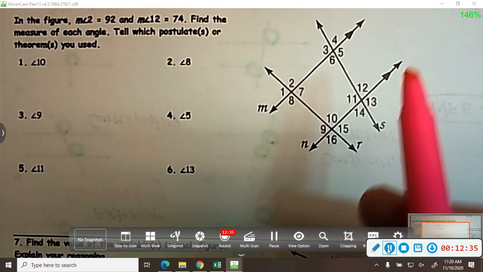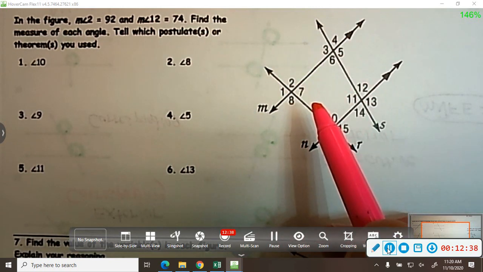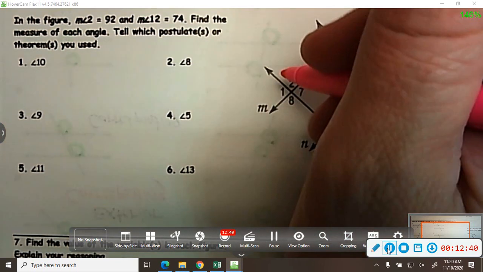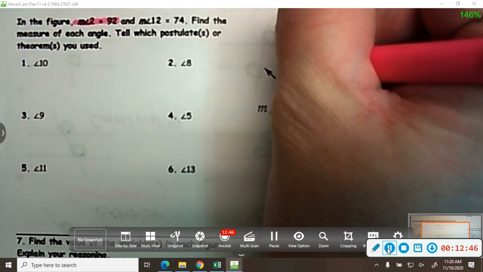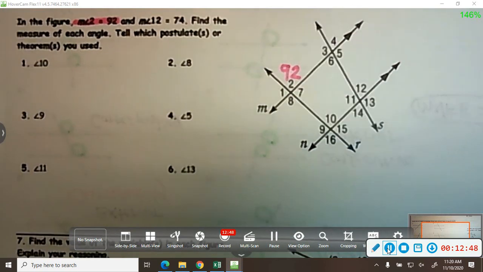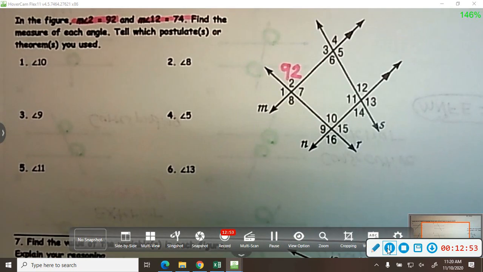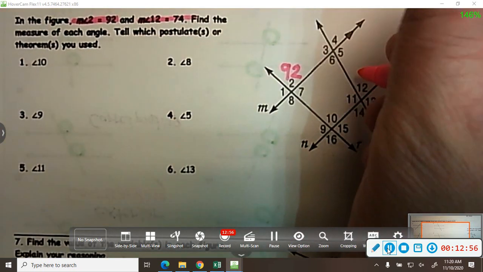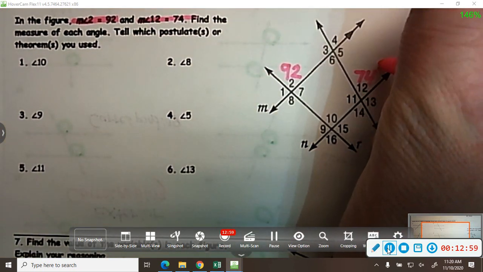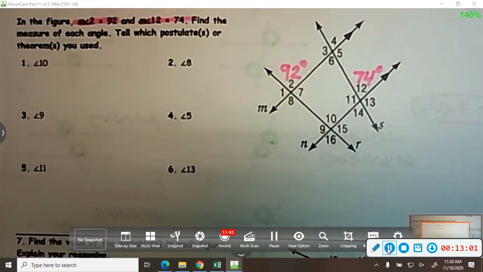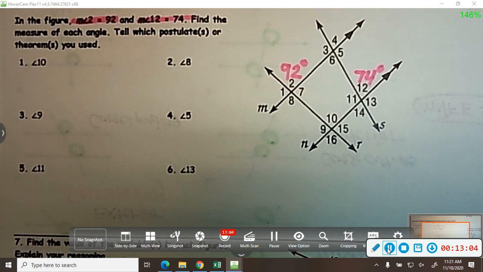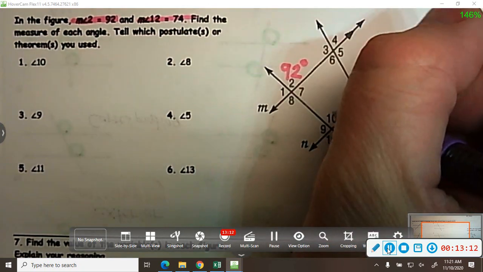In the figure, I have the figure over here. Measure of angle 2 is 92. So I'm going to go ahead and put that this is 92. And they tell me that the measure of angle 12 is 74. So I'm going to say that this is 74. And they want me to find the measure of each angle, and then also tell which postulate or theorem you used. So first, measure of angle 10.